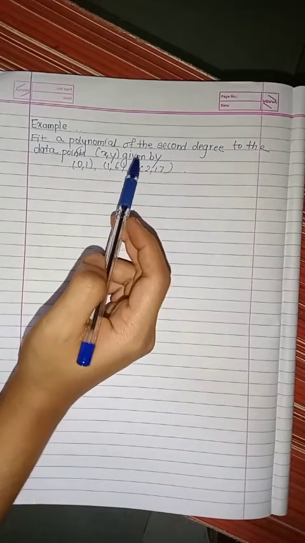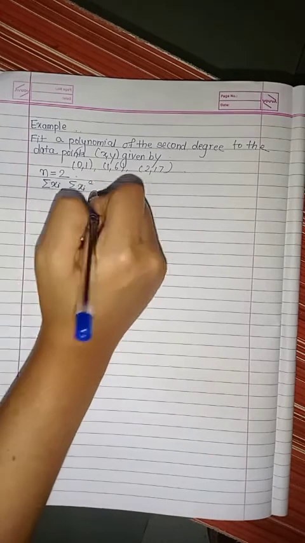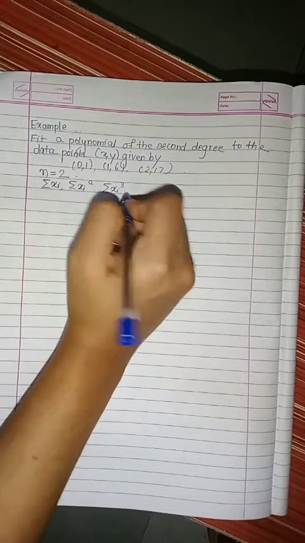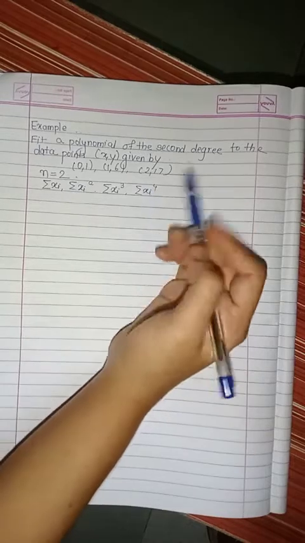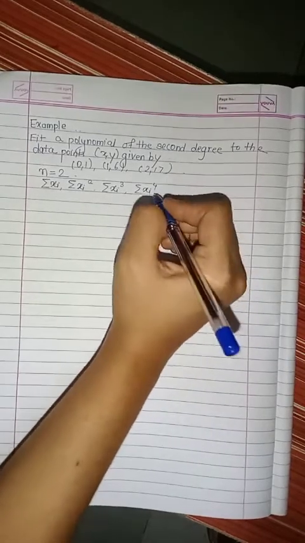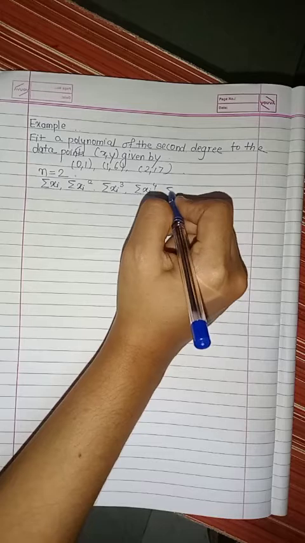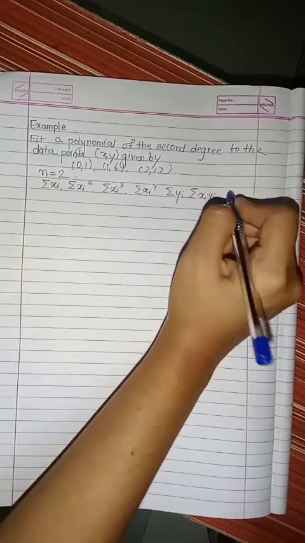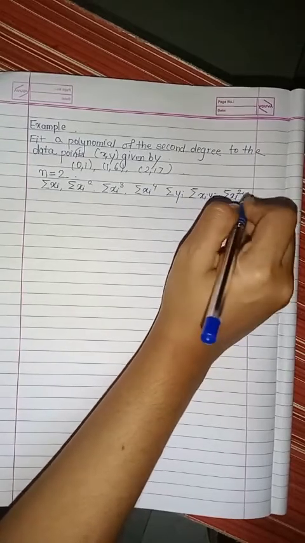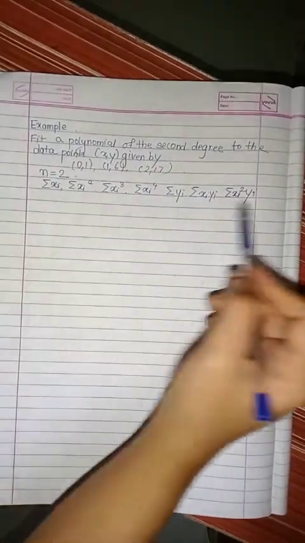Okay, now we have to find a polynomial of degree 2. That means we have the value of n equals 2. So we need to find summation of xi, summation of xi square, summation of xi cube and summation of xi raised to 4, because 2 into 2, that is 2n, equals 4 if n equals 2. Then we need to find summation of yi, summation of xi yi, summation of xi square yi. So we need to find all these terms.